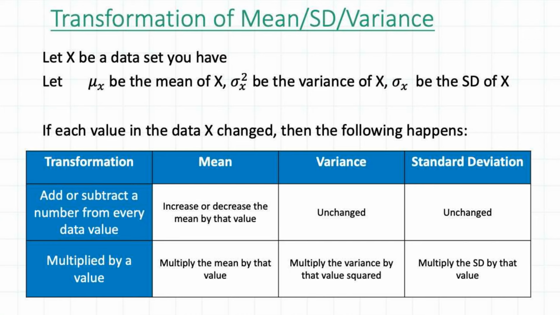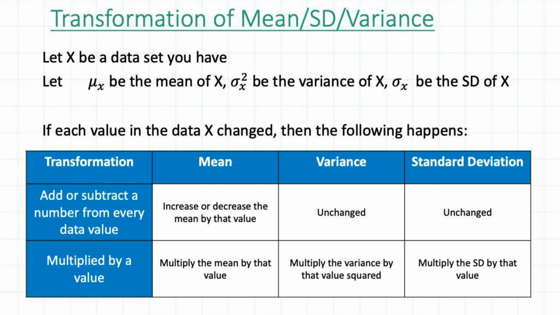The final thing we'll discuss in this lesson is the transformation of all the values that we've calculated now that we're done with mean, standard deviation, and variance. What happens if my data changes? This is a very important section in this lesson, and we will use this throughout different distributions later on when we do a probability distribution, for example.